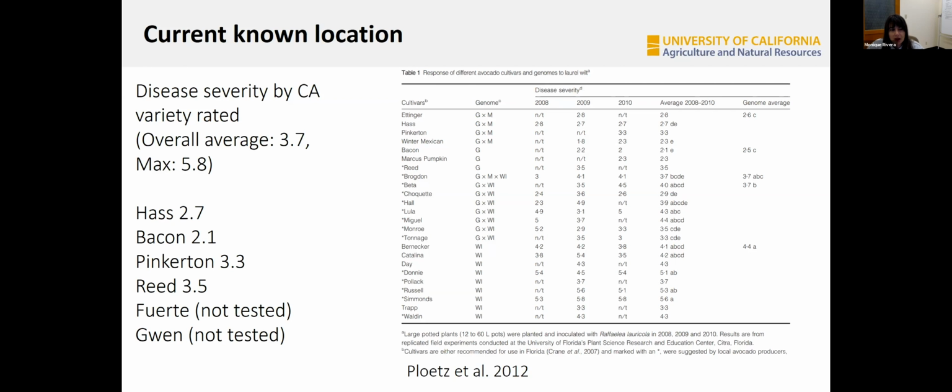So Hass, which is obviously very important to California, was rating at 2.7, Bacon at 2.1, Pinkerton at 3.3, Reed at 3.5. They did not test Fuerte and Gwen. So I think the implication for that is that the disease symptoms seem to develop faster in Pinkerton and Reed. But by how much? This is on a relative scale. So I'm not sure. And these are also greenhouse grown and held in the greenhouse to be able to do this. So I don't know how specifically applicable it will be in the field, but it's a great lead-in and indicator of what varieties might be the most susceptible should it arrive.